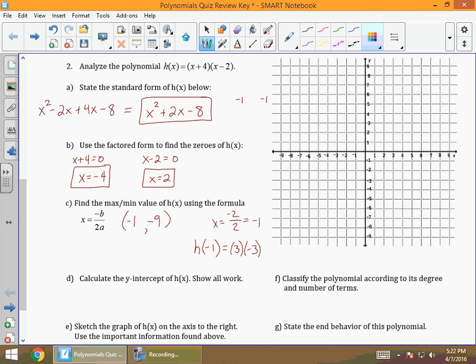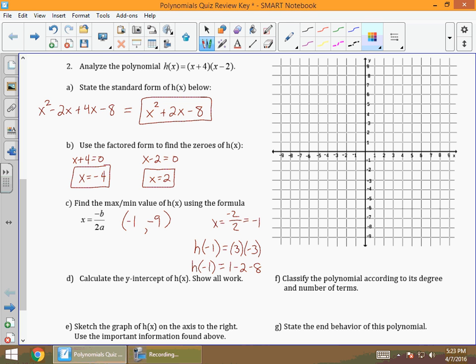My other option could have been to plug a negative 1 into my answer in part A. I can plug in a negative 1. Negative 1 squared is 1. I'll show this one as well. Negative 1 squared is 1. 2 times negative 1 is negative 2, and minus 8. And if you were to grab your calculator and do 1 minus 2 minus 8, you end up with negative 9 as well. So either way, you can get to that negative 9.